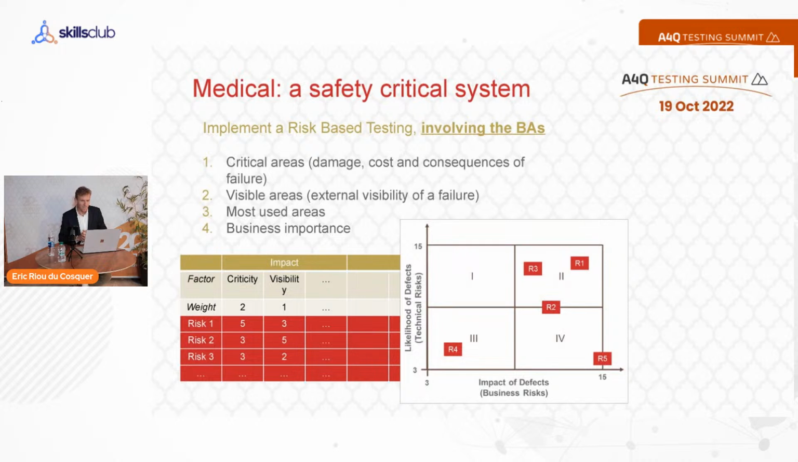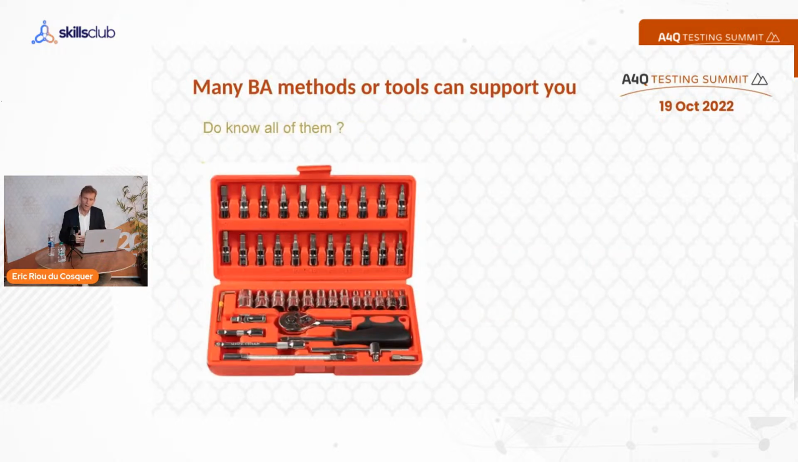So I guess you may be asking yourself, why is Eric talking about risk-based testing? It's a business analysis conference. It's not about testing. However, in this method, basically we have to identify the main risks. And then once we have identified the risk, we have to assess the risk level.